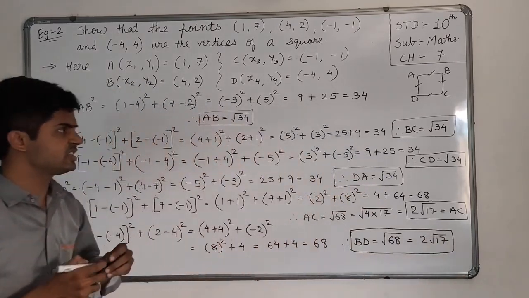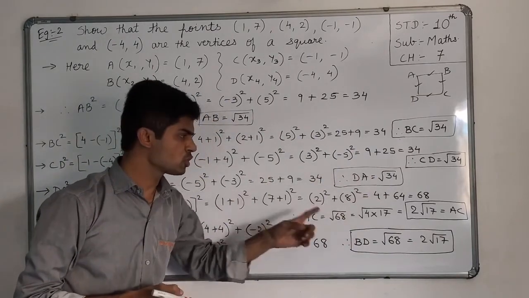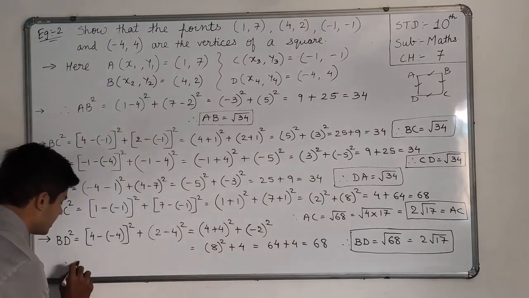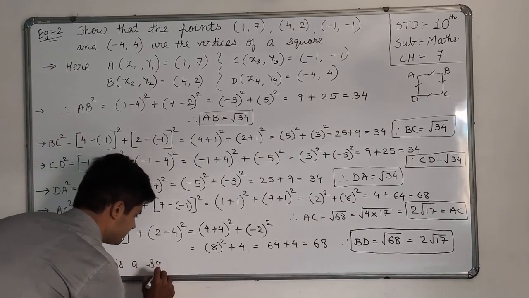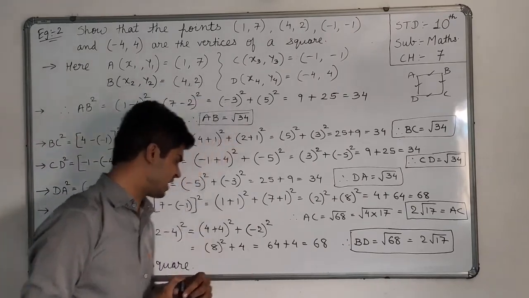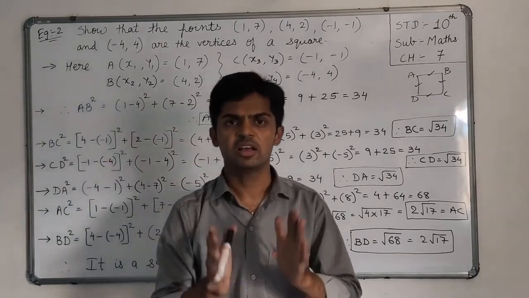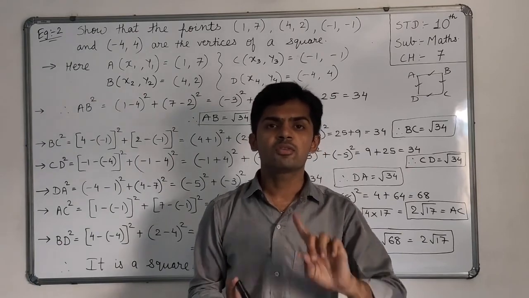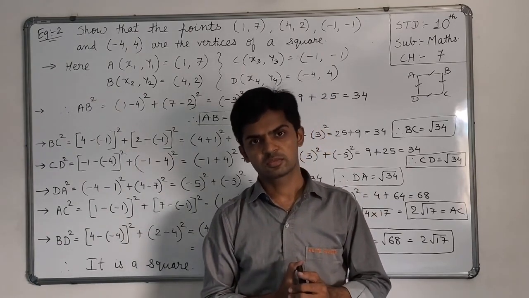So now here you can see that the length of all four sides are equal as well as the length of two diagonals are equal, so it is a square. So therefore it is a square. Again understood how you can tell that it is a square? One more time: if the length of all four sides are equal as well as the length of both diagonals are equal, then you can say that it is a square. Understood?